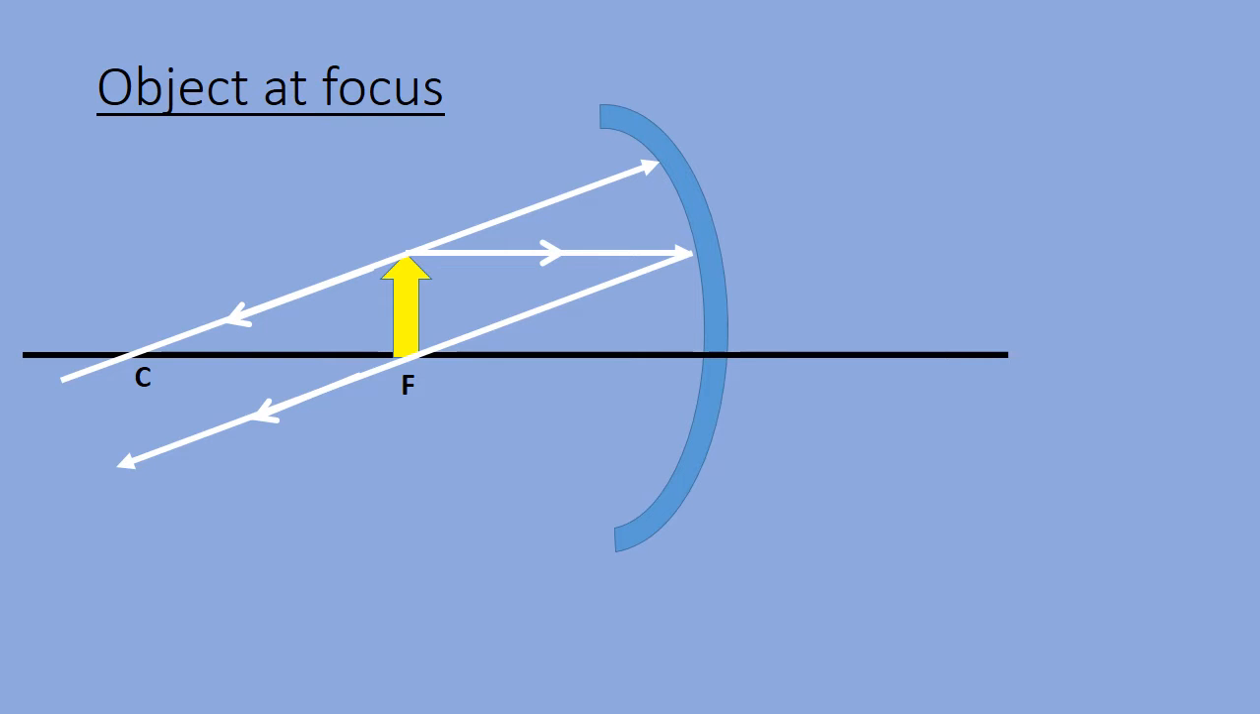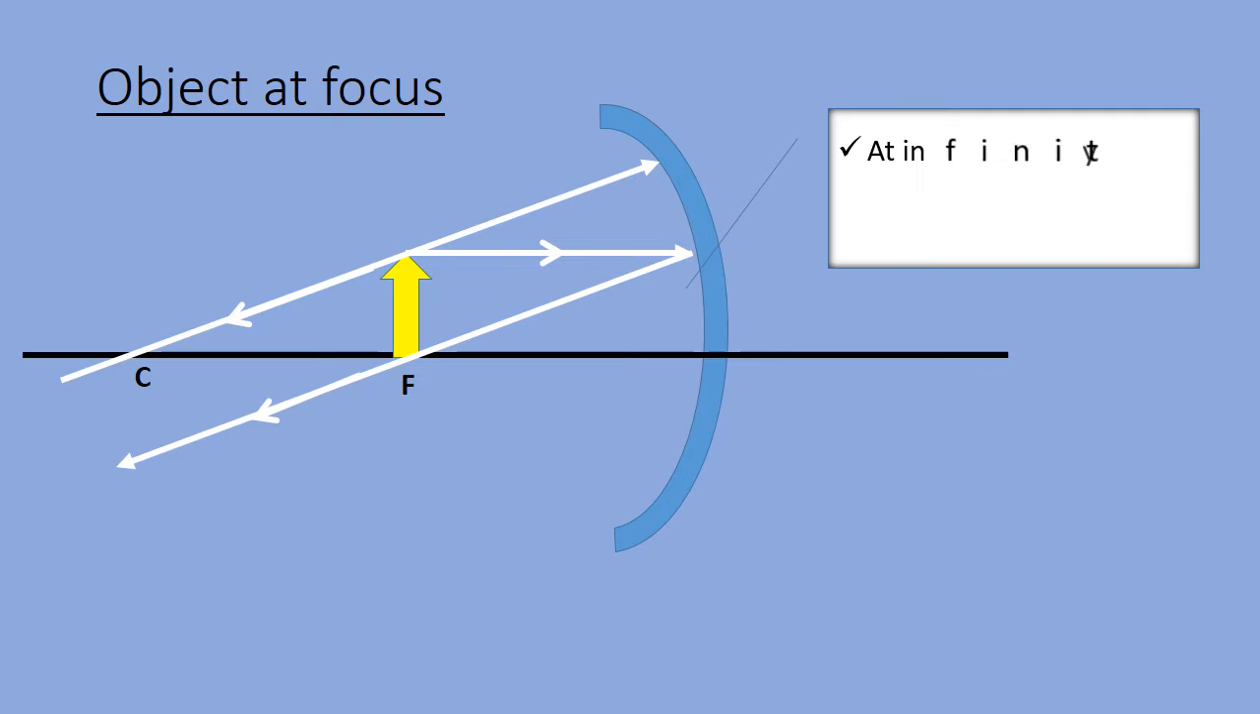As we can see from the diagram, both these reflected light rays are parallel to each other. That means they meet only at infinity. So we can assume the image to be formed at infinity and the image to be real and inverted and highly enlarged.